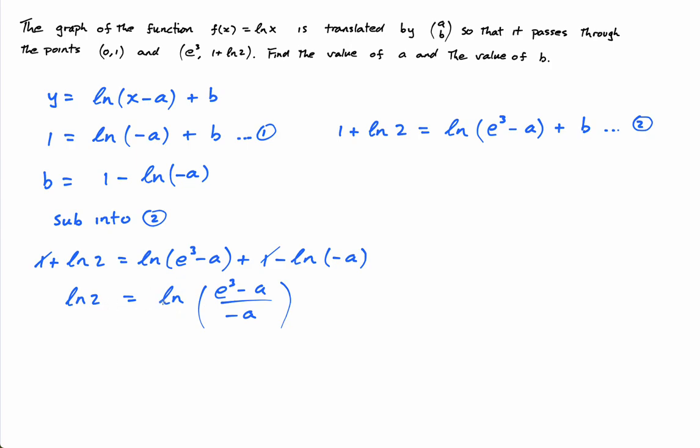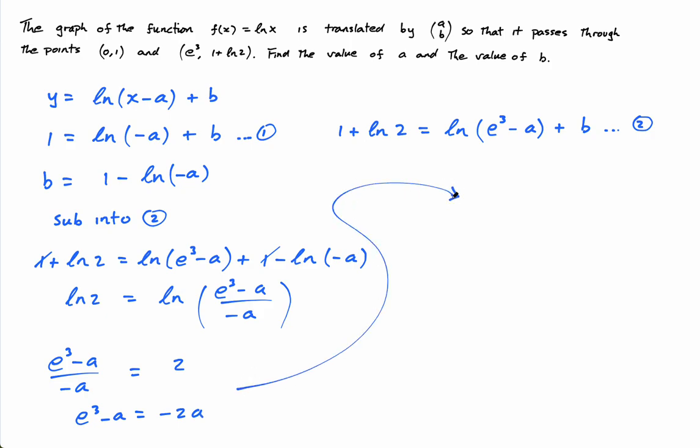Okay, now I have ln of 2 equals ln of this, so this thing has to equal 2, because ln of 2 equals ln of this bracket, so obviously this equals 2. So I have e cubed minus a over negative a equals 2. E cubed minus a equals minus 2a, multiply across by a. E cubed equals negative a, and then a is equal to negative e cubed. So that's the value of a.